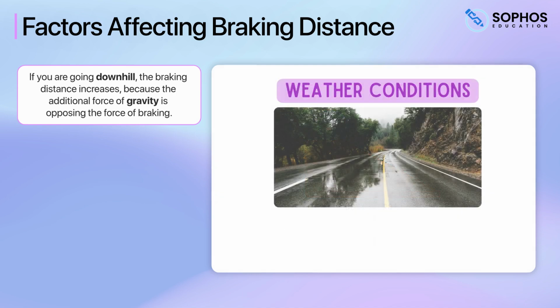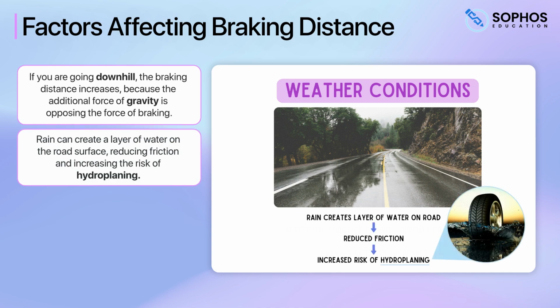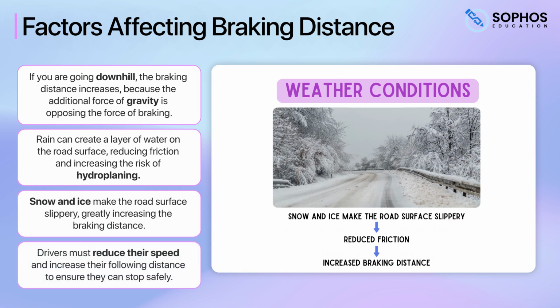Finally, adverse weather conditions, such as rain, fog, or snow, can significantly affect braking distance too. Rain can create a layer of water on the road surface, reducing friction and increasing the risk of hydroplaning, which occurs when a thin film of water forms a barrier between the road and the tire, preventing the tread from gripping it effectively. Snow and ice make the road surface slippery, greatly increasing the braking distance. In such conditions, drivers must reduce their speed and increase their following distance to ensure they can stop safely.